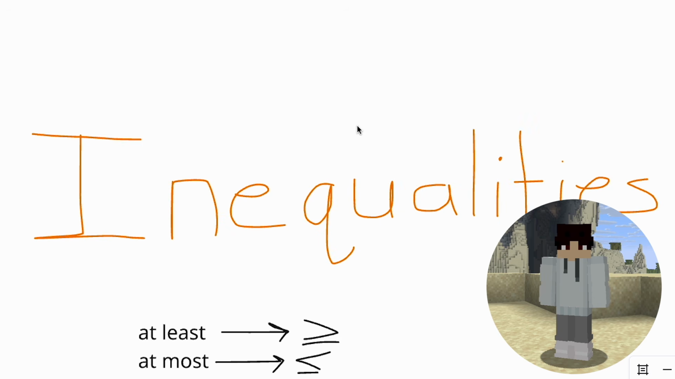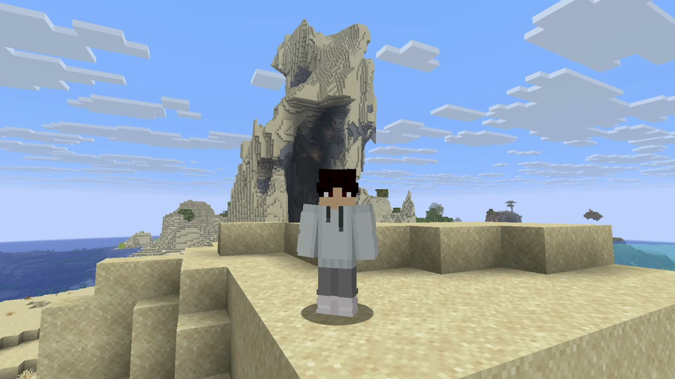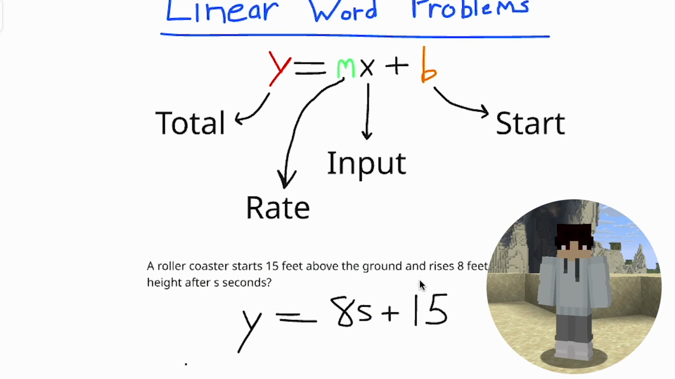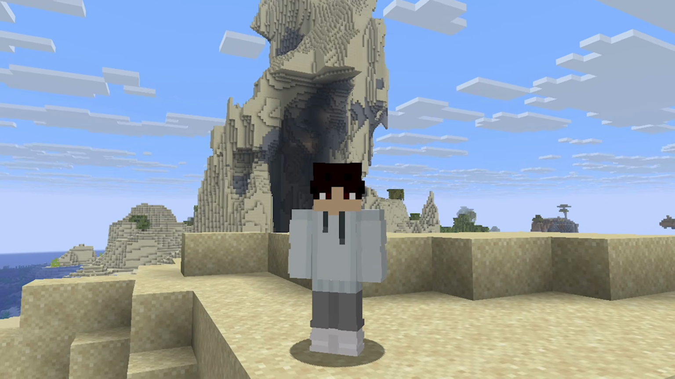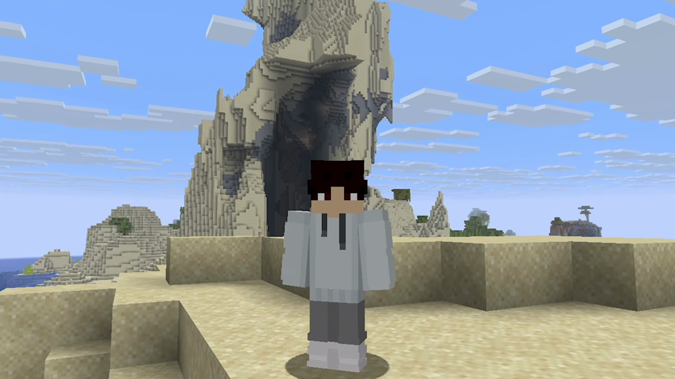Nice, that's awesome. Inequalities. Yes, we also do see problems like this on the SAT. The way this works is essentially the exact same as the linear stuff that we were showing back up here. The only big difference is that now we have to use an inequality sign rather than an equal sign.